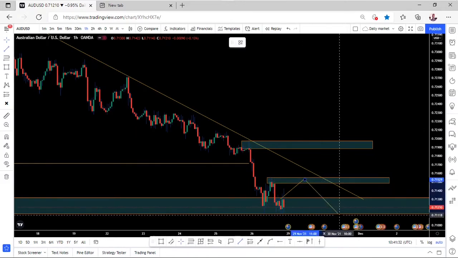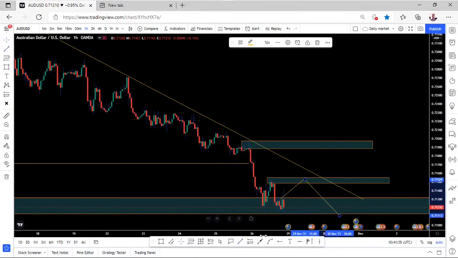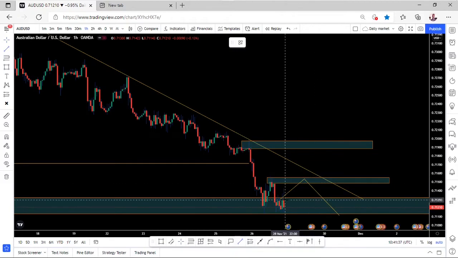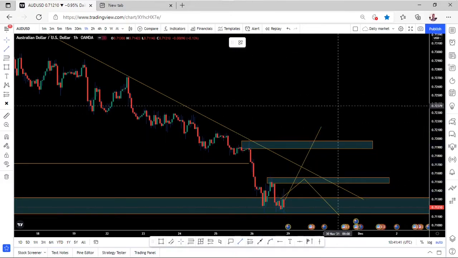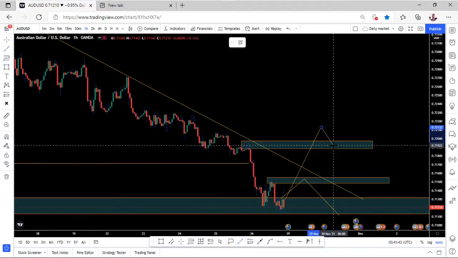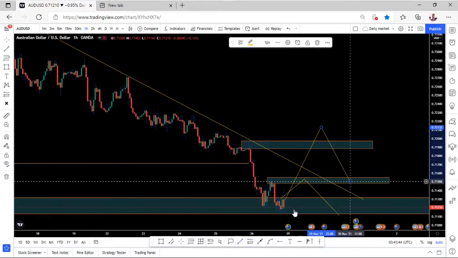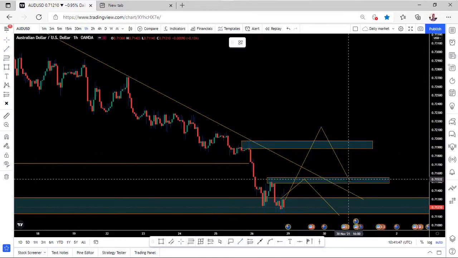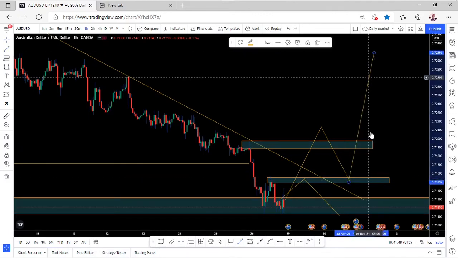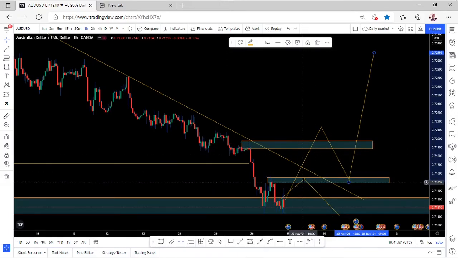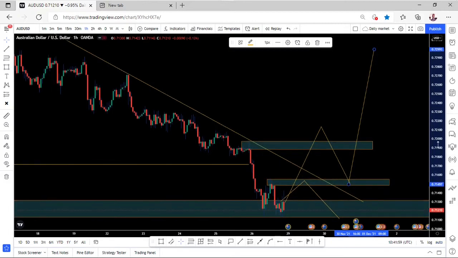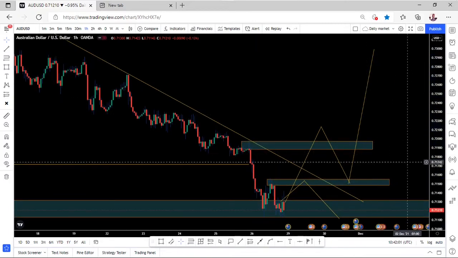The market can just simply do this before continuing down, or you can see a market that can do this, break through, come back to retest this zone or this zone before it continues up. So it's from this zone or from this zone that I want to be taking our entries from for a buy or for a sell, guys.